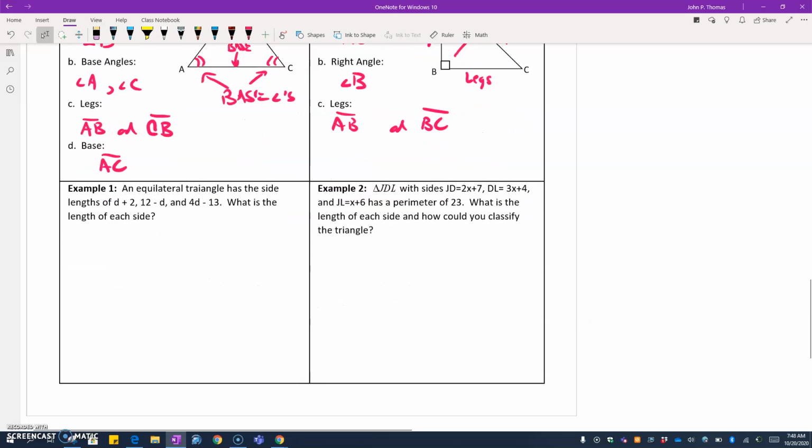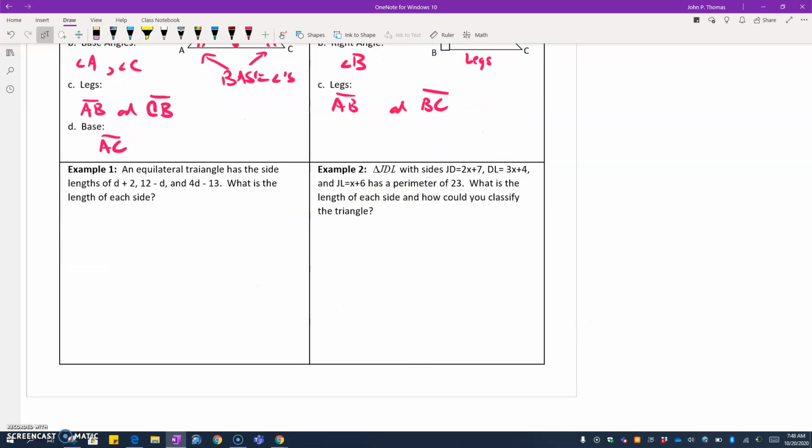Now, the two examples down here that will get you ready for tonight's homework. Example 1, an equilateral triangle has the side lengths of d plus 2, 12 minus d, and 4d minus 13. What is the length of each side? So I would always start with a picture. They said equilateral. So we know all the sides are the same length. So we have d plus 2, 12 minus d, and 4d minus 13. Now, if all of these are the same length, we can pick any two of them. I'll pick the top two, and we can set them equal.